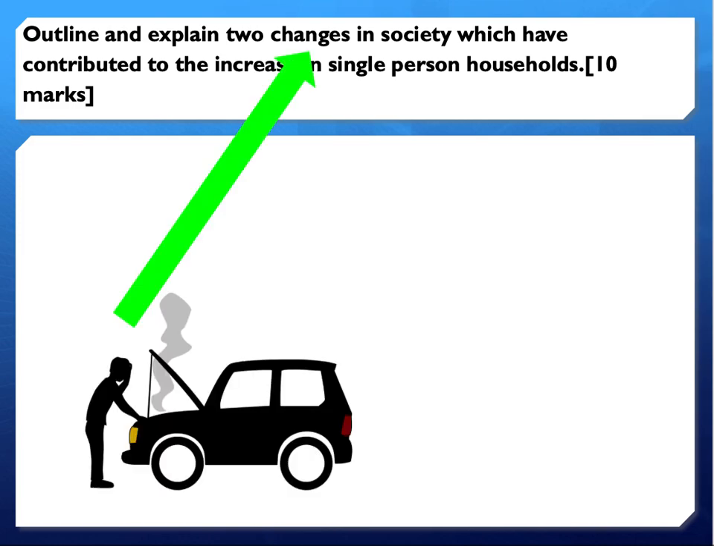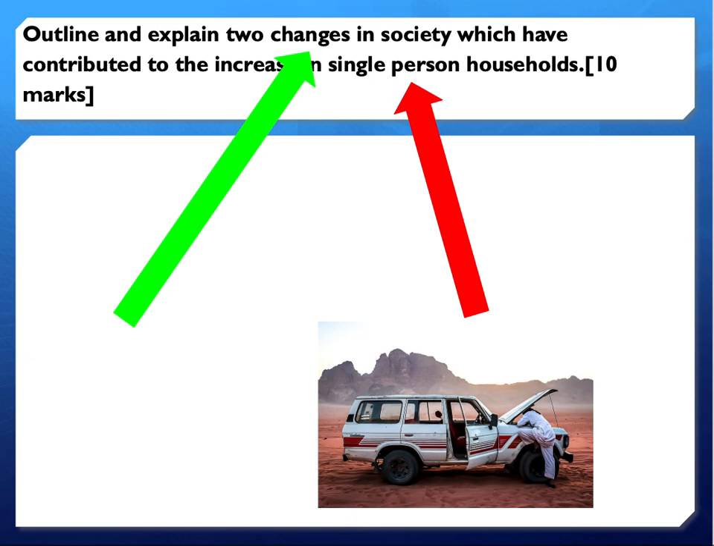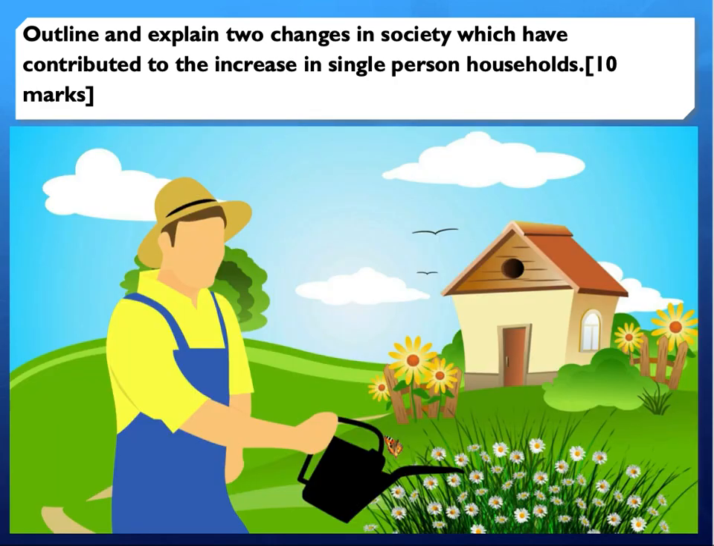For these 10-mark questions, try to break down the different parts of the question. In this case, the first part is to identify the specific change in society. And the second part is to think about the increase in single-person households. Remember, an alternative to living in a family is to live on one's own.